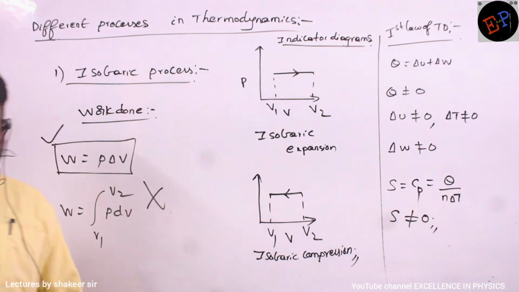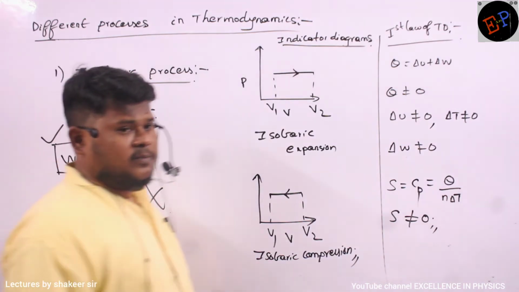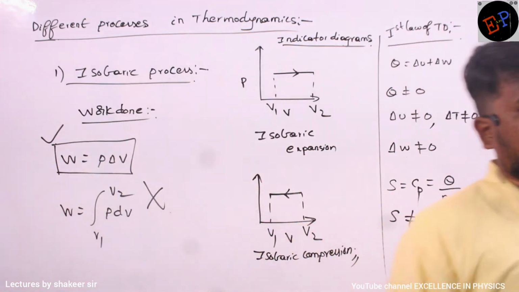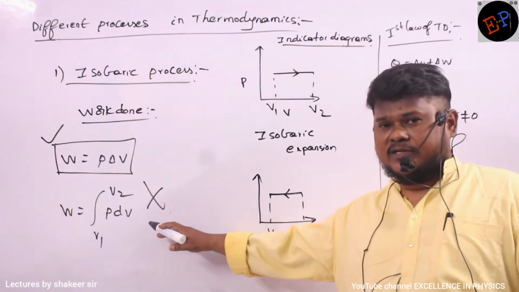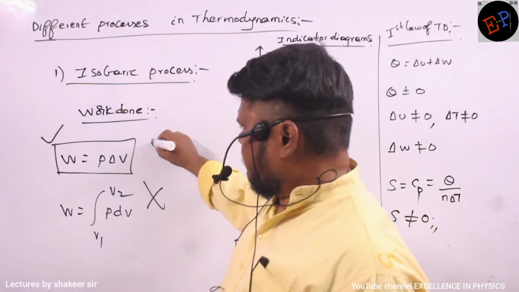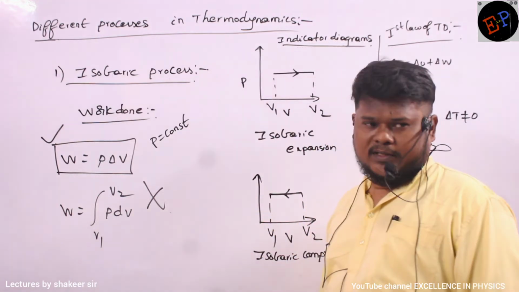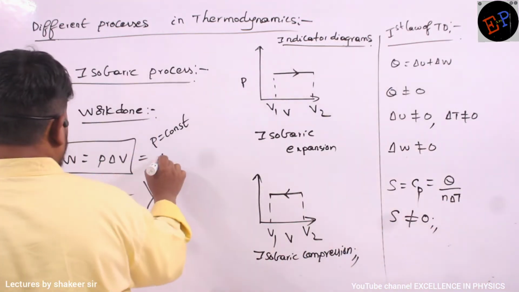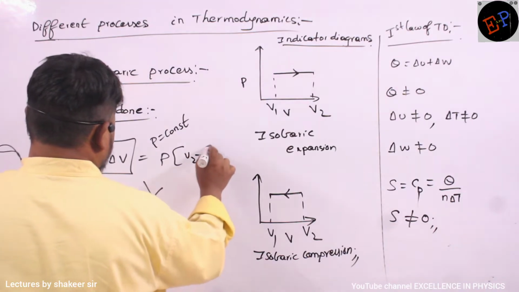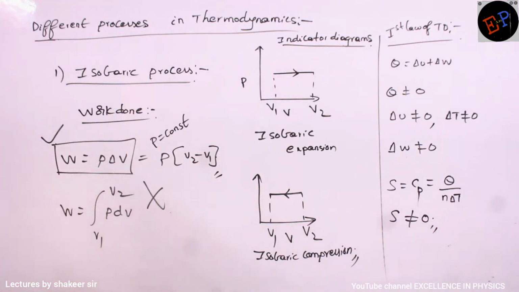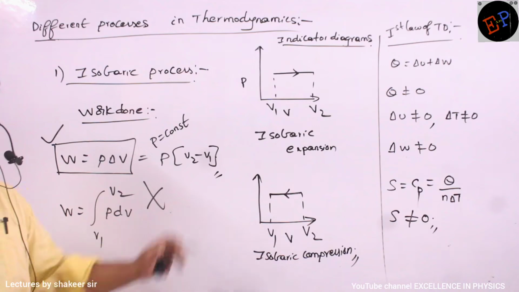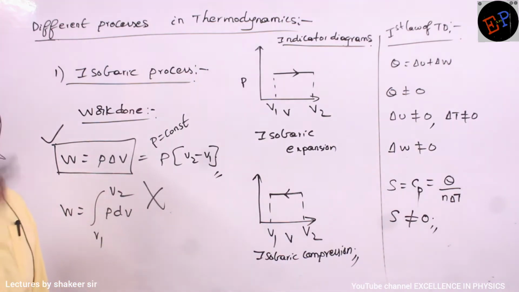Are you able to understand? In which condition is this formula used? When pressure is a variable, we use this one. Because pressure is constant, definitely we can use this relation to calculate work done. Or you can just write this relation, P multiplied by (V2 minus V1) also. Is it clear? So this is the total concept you should remember under the isobaric process. Okay, ma?